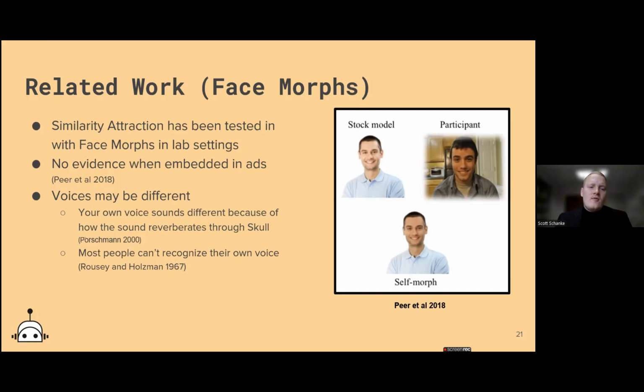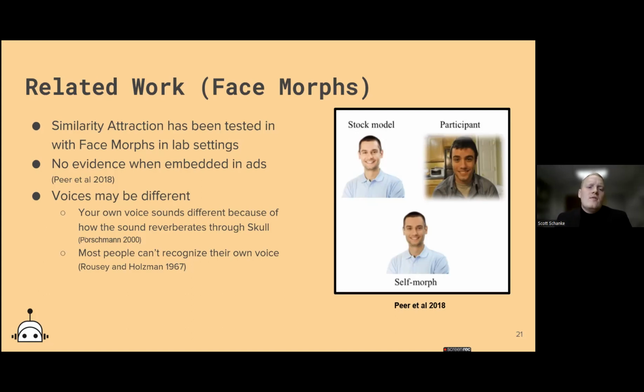But in this case, voices may be different, right? If you were to look at this image on the right here, it's a very subtle difference, right? The self-morph doesn't necessarily look all that much like the participant, but a voice might be different, right? So if you were to remove a lot of the visual cues and just focus on the voice, that may be enough information to get folks to feel this similarity attraction.